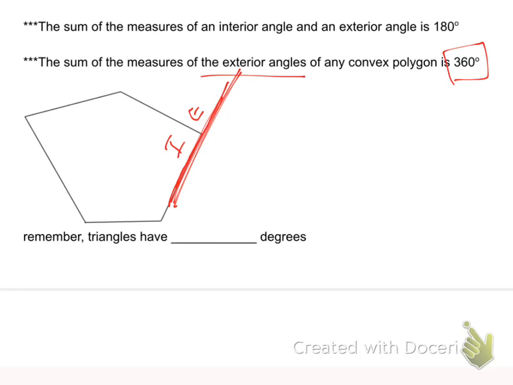Now, also on this slide, I'm asking you, how many degrees does a triangle have? 180 degrees. Why is this important? Well, let's come up with this idea that maybe I'm not asking for exterior angles. I want to know the interior angles. That is a what shape on the screen right now? A pentagon.